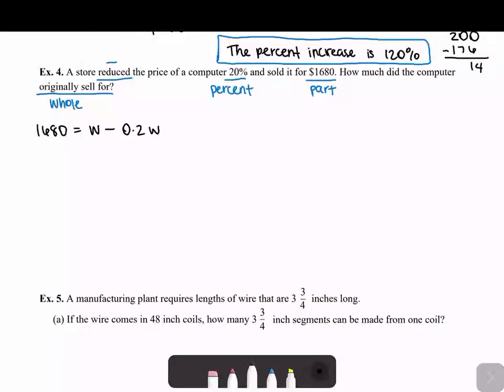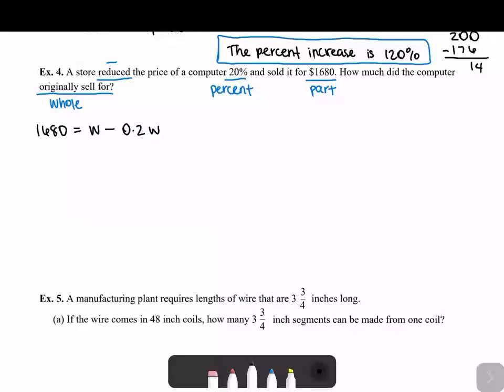Whenever you look at this, it makes sense where the percent increase/decrease formula comes from. You see, we start with our initial price, our whole, and then we subtract 20% of the whole. That's why we talk about it as a 20% decrease. The percent decrease is 20% because we took our initial value and decreased it by 20% of that initial value, and we ended up here with 1,680. So whenever you look at the equation, it makes sense why it's set up this way.